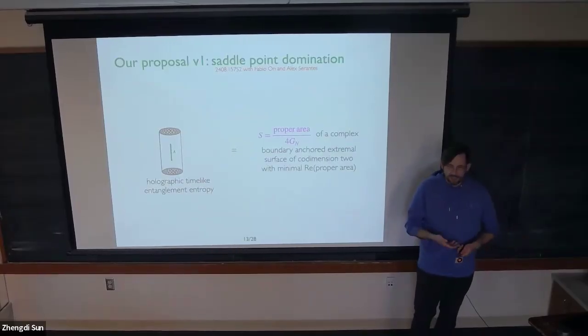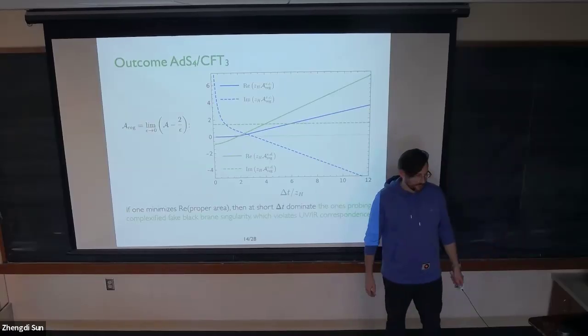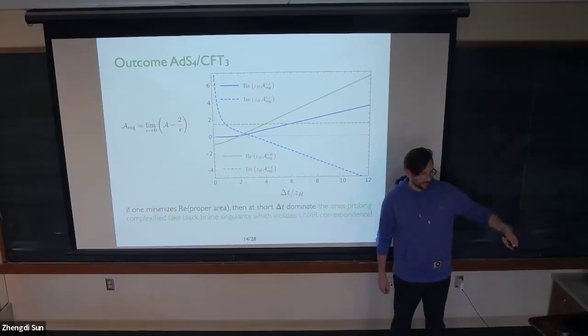And the natural expectation would be to pick the one that has a minimal real part of the proper area. And the reason for it is that if this quantity sits under an exponent, typically like e to the minus S, then the dominant saddle is going to be the one that minimizes the real value of the area. And now what we can do is plot the real value of the area, and this is what's done here in this plot.